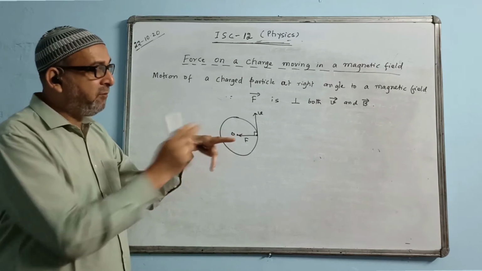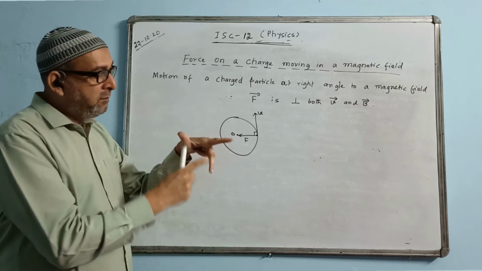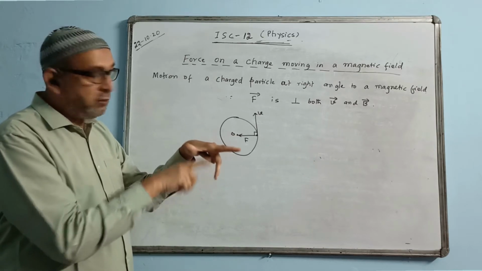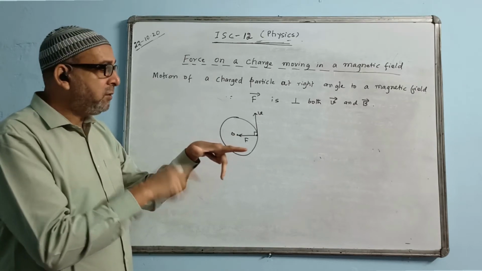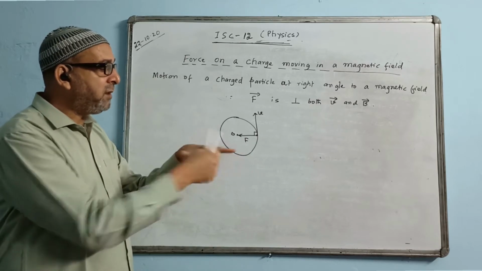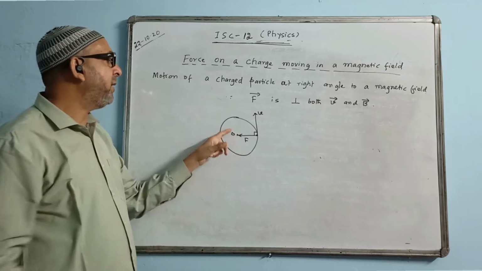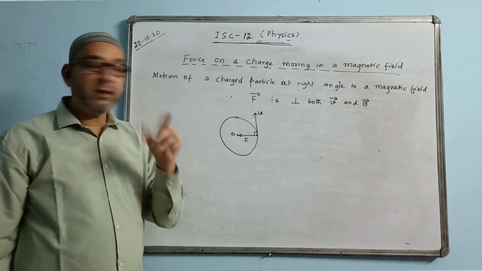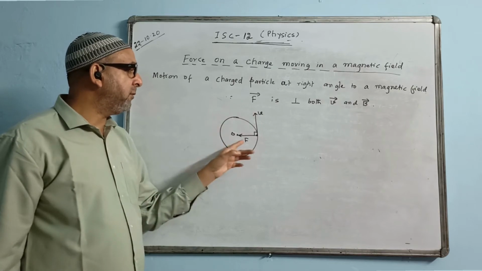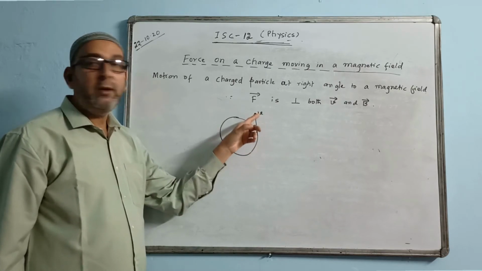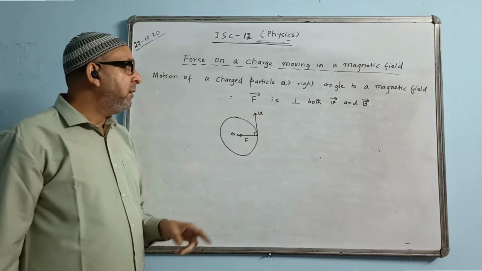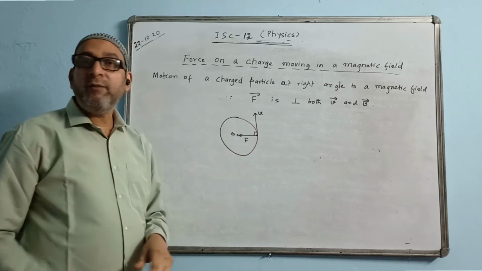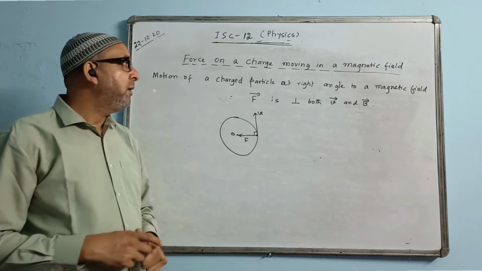Actually, it is the FBI rule as I told you, but we will take this current as only the velocity just now. So FBI: the force is perpendicular to this and also perpendicular to this. That is why the result is a circle, because this kind of condition is only satisfied by a circular motion like this, where force will be perpendicular to the velocity. So this is the reason why the path will become circular.